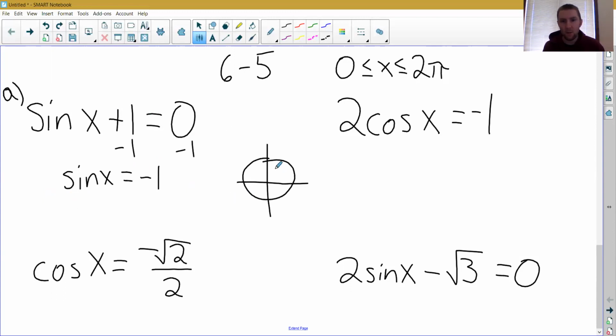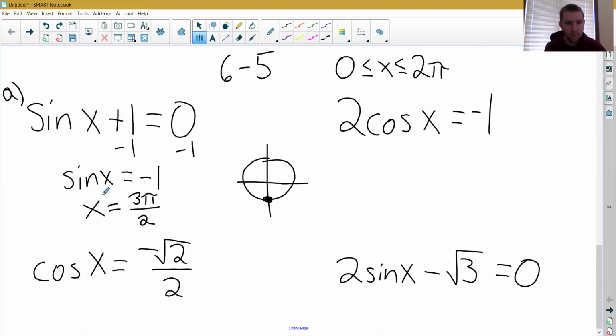If I think about my unit circle, where on the unit circle is the sine value equal to negative 1? I think there's only one spot, and I think it's right down here. What angle is this? Again, we're going to answer these on our unit circle with exact answers in terms of pi. So because sine of x is equal to negative 1, the only value of x that works has to be 3 pi over 2.